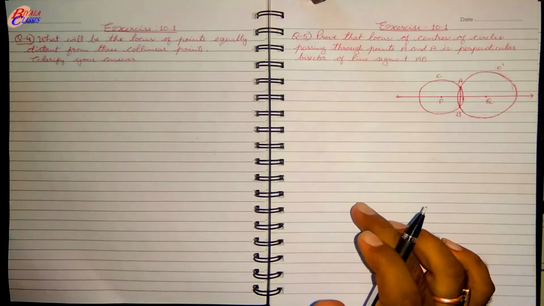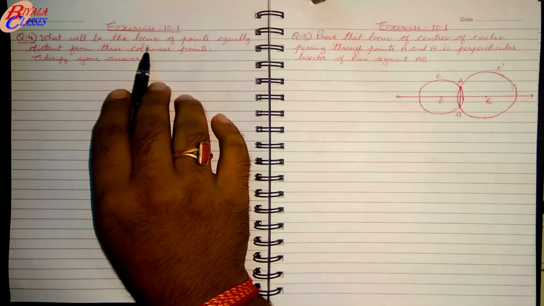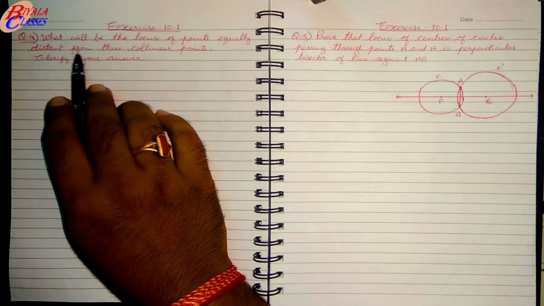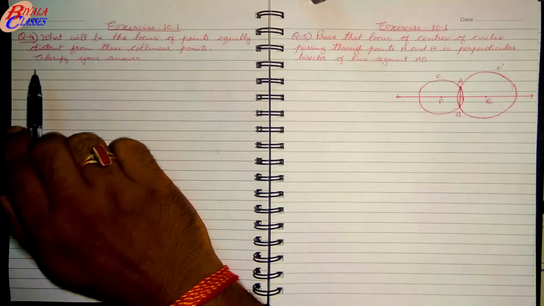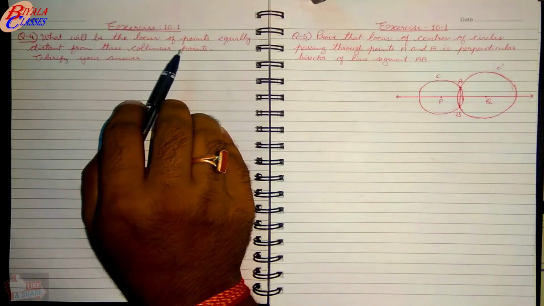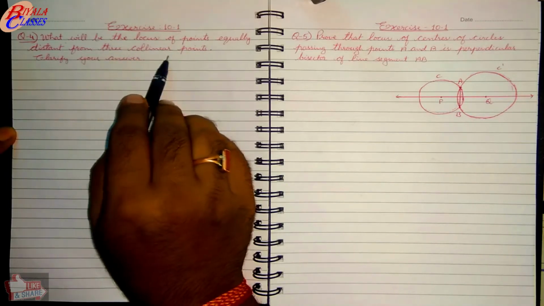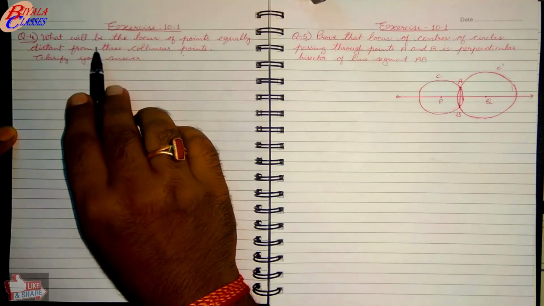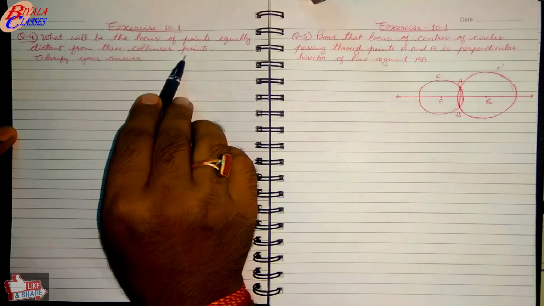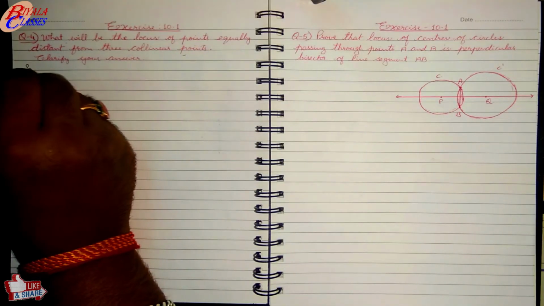Hello everyone, welcome back. So now let us continue with the fourth question of exercise 10.1. In the previous video we had done up to question number 3. Now question number 4 says, what will be the locus of points equally distant from three collinear points? In question number 3 we had done the locus of points which are non-collinear, but now here there are three collinear points and you need the locus of that point which are at equal distance from these three collinear points. So let us begin with the solution of this.